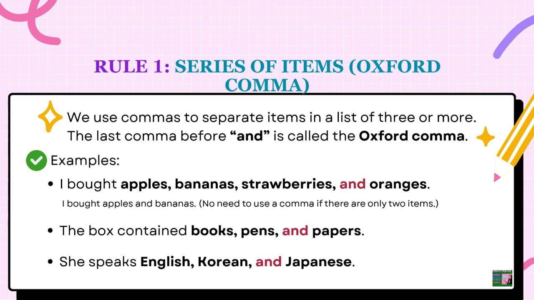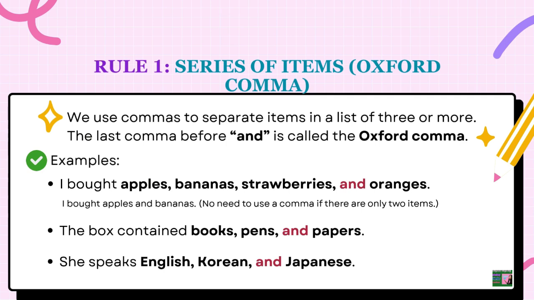Imagine that you went to the market and bought four things. When you list three or more things, make sure to put commas between each item. Remember, always add the word "and" before the last item in a list. But if there are only two items in the list, there's no need to use commas. Just use the word "and." For example, I bought apples and bananas. So there's no need to use commas in this case.